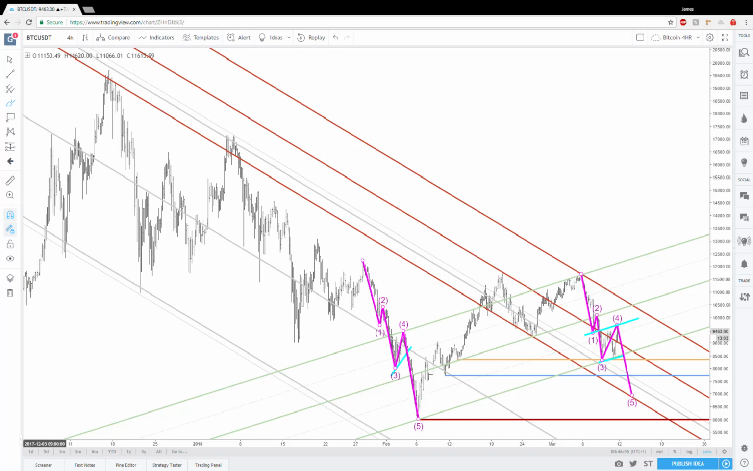It's March 11th, 7:45 p.m. Eastern Standard Time. This is my 4-hour chart of Bitcoin. This is BTC USDT, so every single bar represents 4 hours.